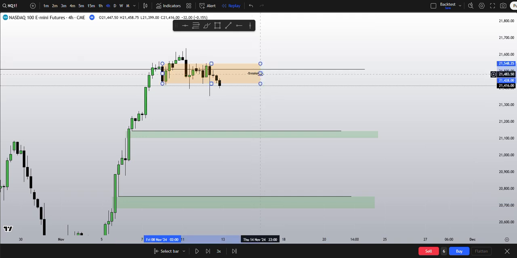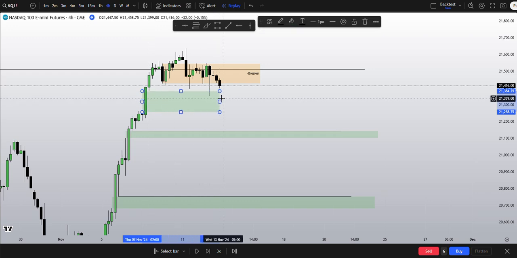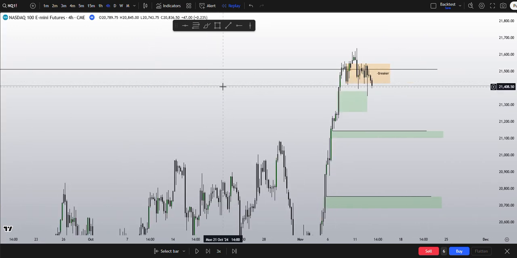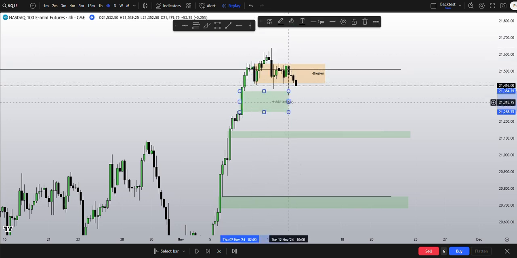Now, why is the breaker more likely to work than this fair value gap right here? Again, context. Why? Because we took the high. We just took the high. We just swept buy side liquidity, raided the buy stops right there. So more times than not, the breaker or the PD array that is in favor of the just swept liquidity is likely to occur rather than the opposing PD array.